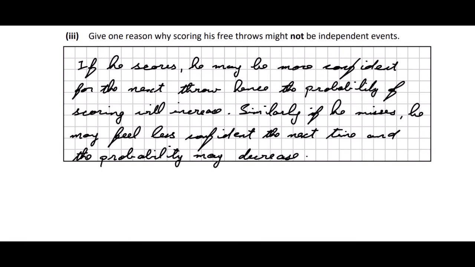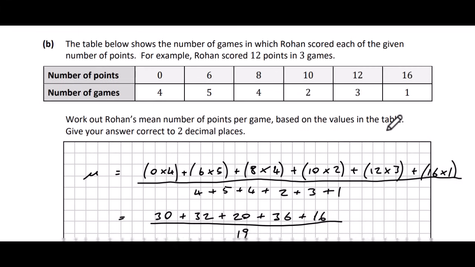Next one, give one reason why scoring his free throws may not be independent events. Okay, so if he scores, he may be more confident for the next throw, hence the probability of scoring will increase. Similarly, if he misses, he may feel less confident next time, and the probability may decrease. So there are other explanations or other things you could write there, but that's just my explanation. Okay, B then.